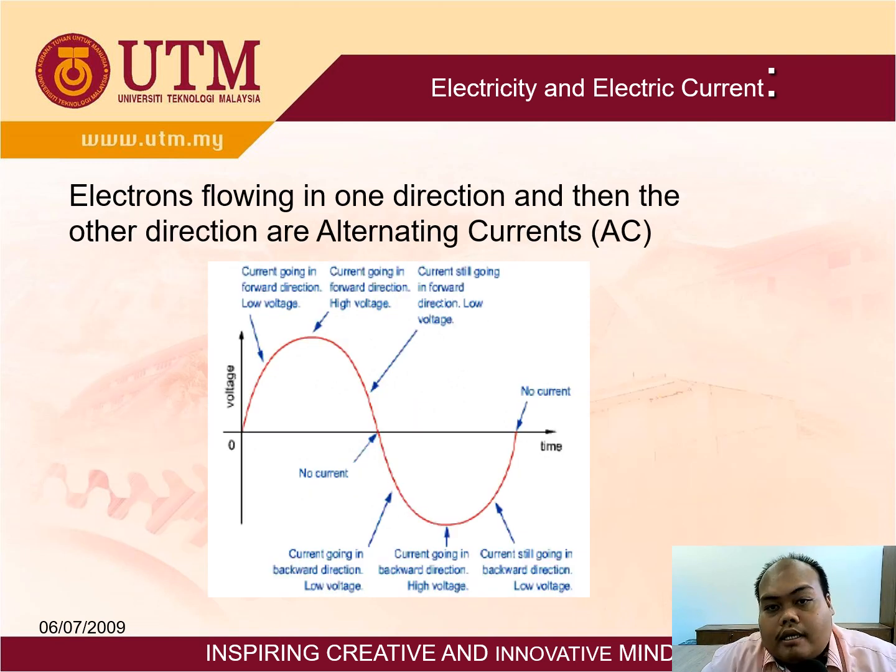How about alternating current? Alternating current is basically current that goes in one direction and then goes in the other direction. For AC current, as long as it meets zero, it is considered AC current. As you can see here, the magnitude will go to zero and go to negative. It will become an AC current.